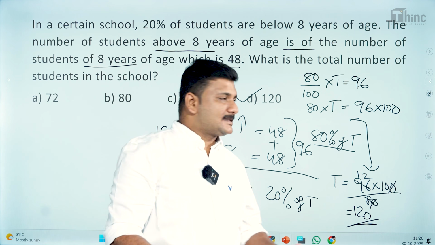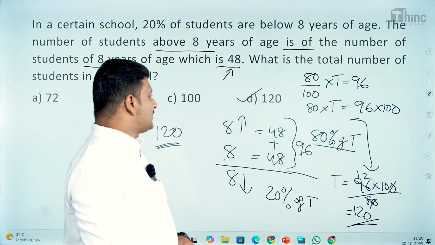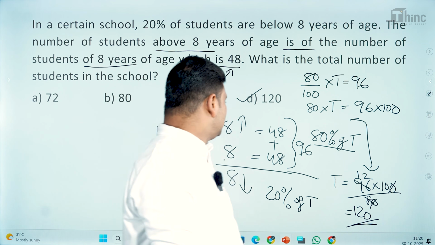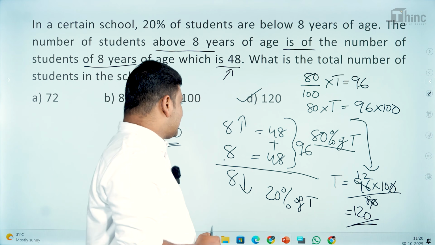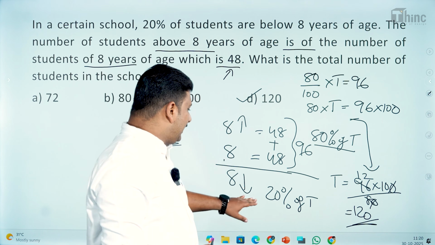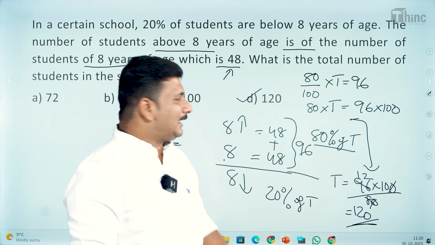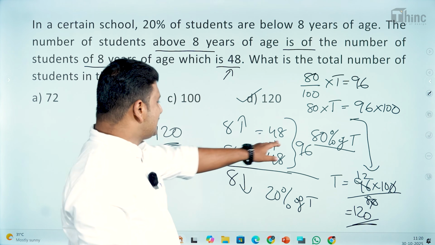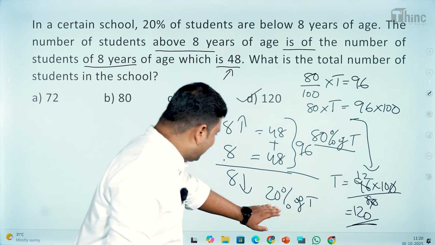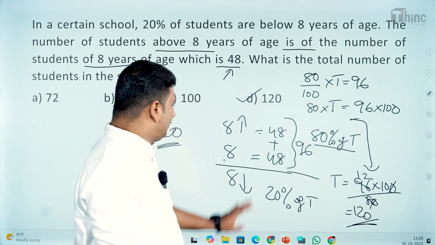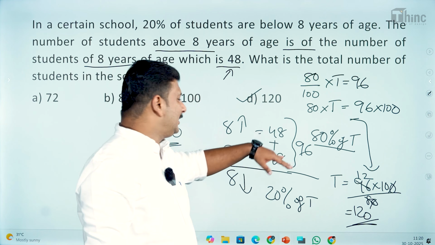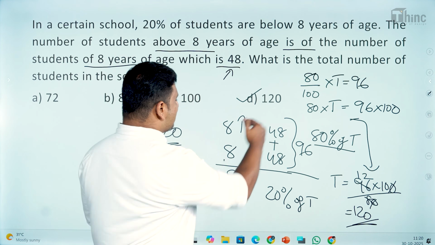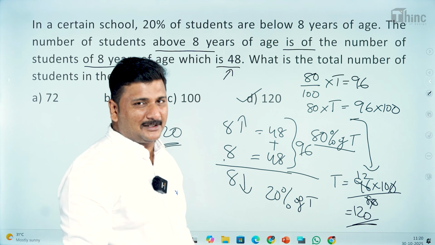So I believe this is clear for you. Now, instead of doing this much, is there any other shortcut? What do you think of? Obviously, yes. We know that below 8 is 20% of the total, and at the age of 8 and above 8 is the same, right? And each of them is equal to 48. So 20% of the total is below 8. That means the remaining 80% is above and at the age of 8 together, right? And each of them is the same. That means each of them is equal to 40% of the total, right?